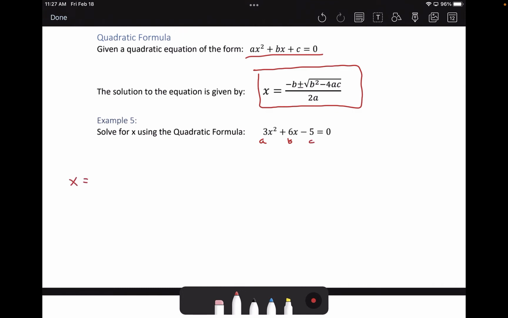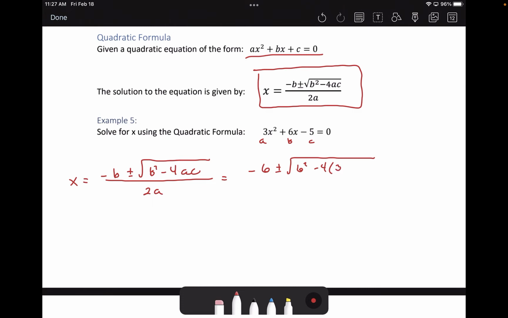So x is equal to negative b plus or minus the square root of b squared minus 4ac all over 2 times a. So we have negative 6 plus or minus the square root of 6 squared minus 4 times 3 times c all over 2 times 3. From here, we just need to simplify.